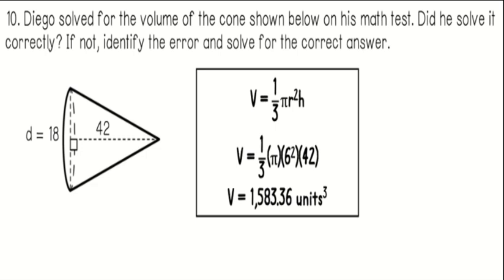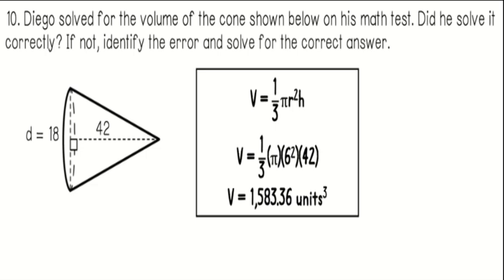All right, so this is asking if Diego did this correctly. So you see Diego here, he multiplies by 1/3. That's the same as dividing by 3, so that's okay. I think he used actual pi instead of 3.14. He said the radius is 6 and the height is 42. Is he correct? Where did he make a mistake?